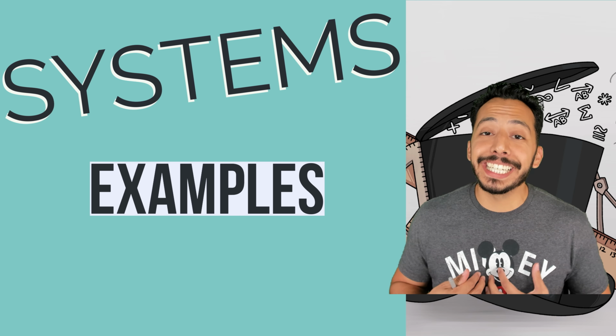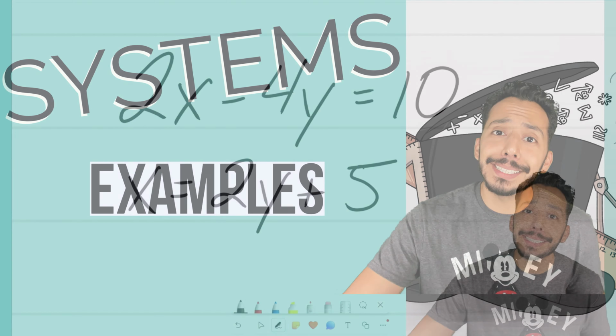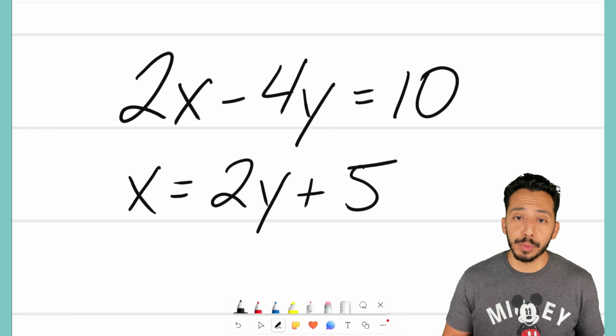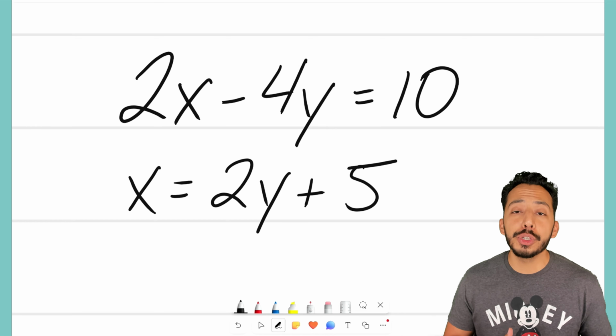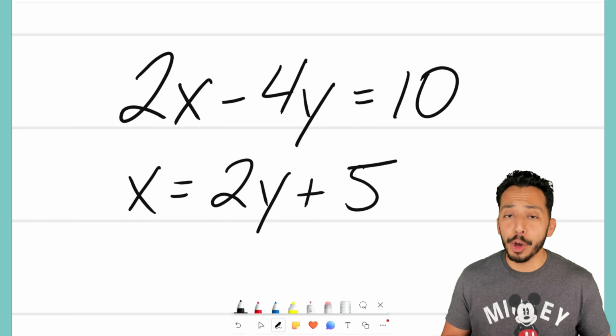on this video we're going to take a look at systems of equations, and we want to see where our two lines are going to intersect. So we probably need some equations. I got two right here. We have 2x minus 4y equals 10, and then x equals 2y plus 5. And we want to determine which method is going to help us solve.